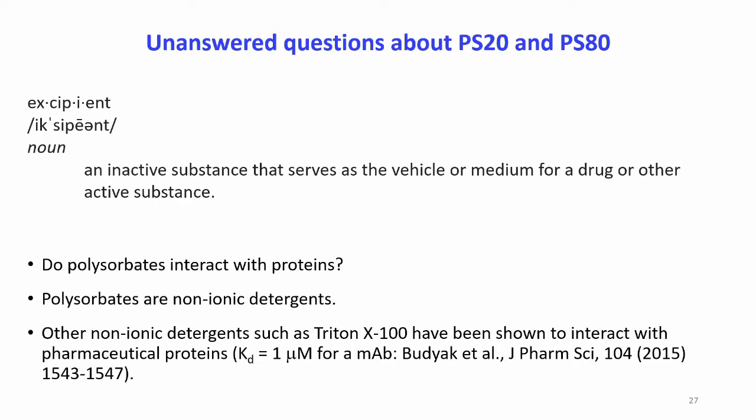Now the unanswered question about polysorbates is that they are excipients, a class of excipients. The definition of an excipient is that it should be an inactive substance that should not interact with the drug substance. So the question is, do polysorbates interact with proteins? If yes, how do they interact? Because polysorbates are non-ionic detergents, and we know that other non-ionic detergents such as Triton X do interact with pharmaceutical proteins. For a mAb, this particular study showed that the KD is on the order of 1 micromolar. So we wanted to study whether polysorbates follow a similar phenomenon, or whether they interact with the proteins.